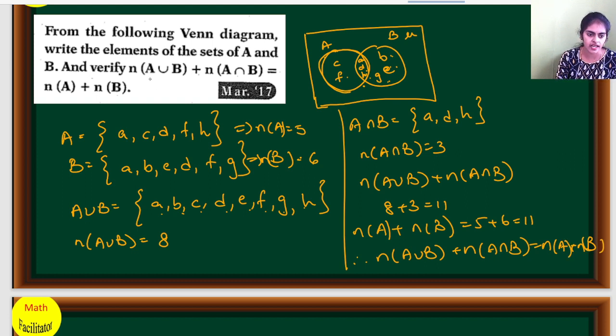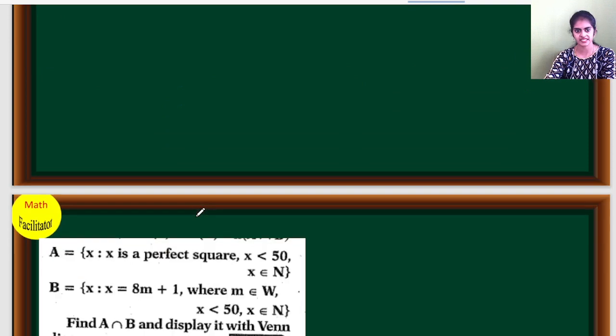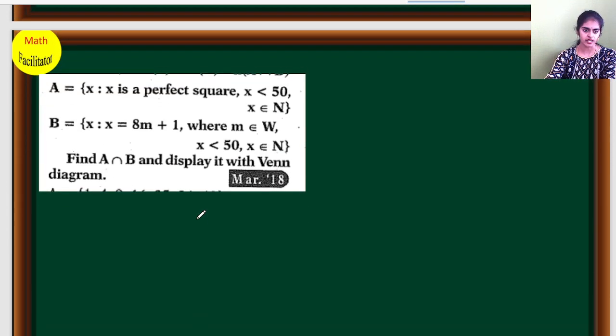So what am I doing? I have taken the LHS, I have added here, so I got 11. I have taken the RHS, I have added here, I got 11. Okay, for taking LHS and RHS, firstly I found what is n of A, what is n of B. Clear? This is an 8 marker question. Isn't it easy? Now see the next one.